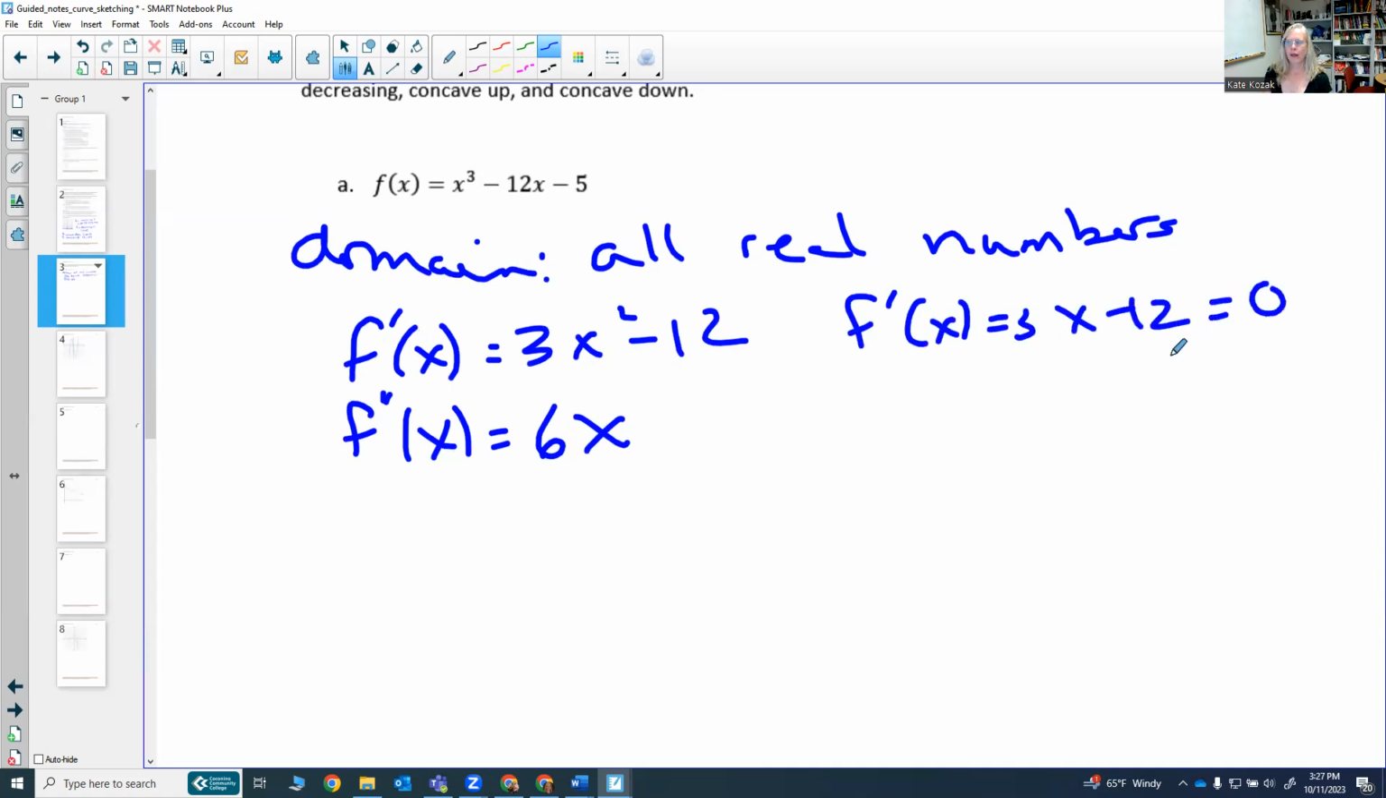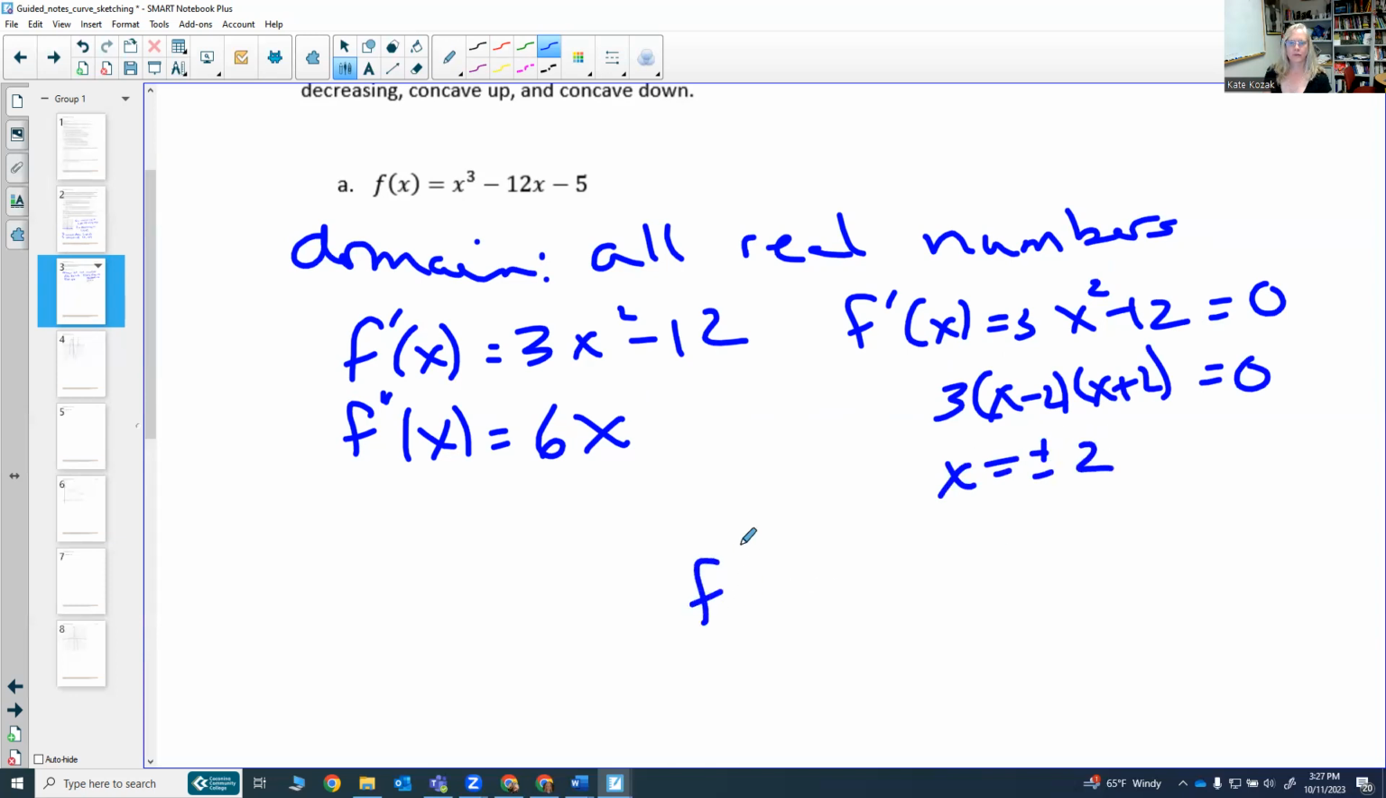Since you want to compare the derivatives to 0, f prime of x equals 3x squared minus 12 equals 0. So 3 times (x minus 2) times (x plus 2), when you factor it, equals 0. So x is equal to plus or minus 2. The second derivative, 6x, equal to 0, gives x equal to 0.